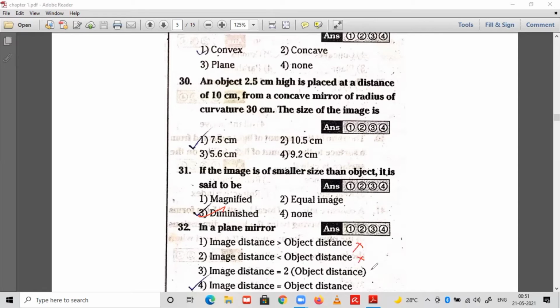Image distance is less than object distance, wrong. Image distance is equal to double the times of object distance, wrong. Image distance is equal to object distance.